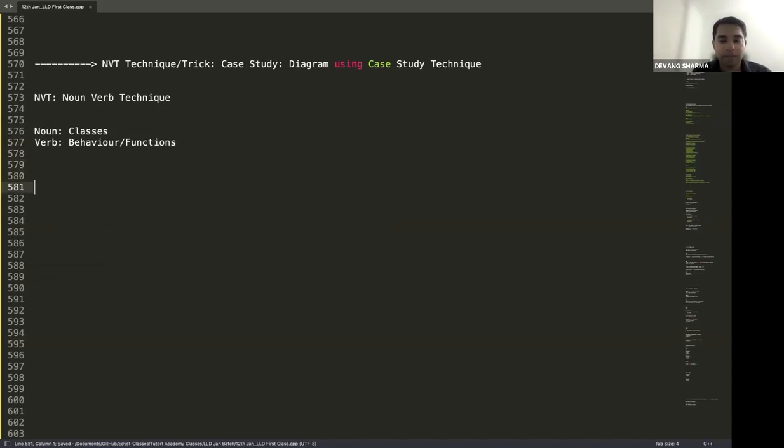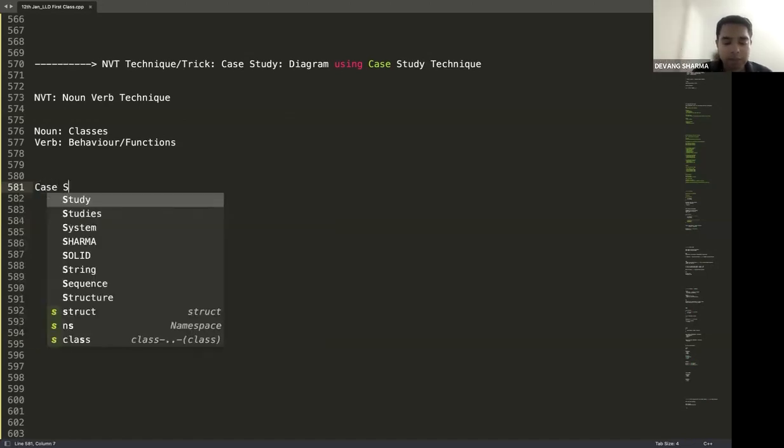We're going to do one case study, and then we'll talk about how we make nouns and how we make verbs out of it, and then we'll try to make a class diagram out of it on draw.io. So the NVT technique says whenever you're given any kind of problem statement, any kind of requirements, any kind of case study, if you have to make a class diagram out of it, a very simple trick is to highlight the nouns and highlight the verbs in that. The nouns will correspond to the classes, the verbs will correspond to the functions, or behavior.